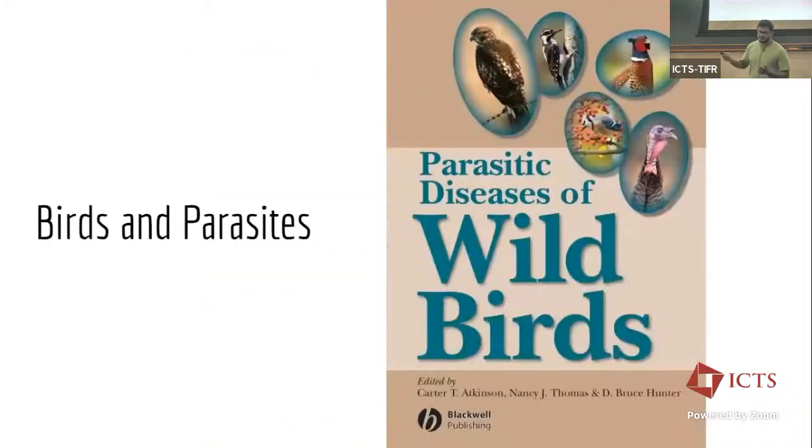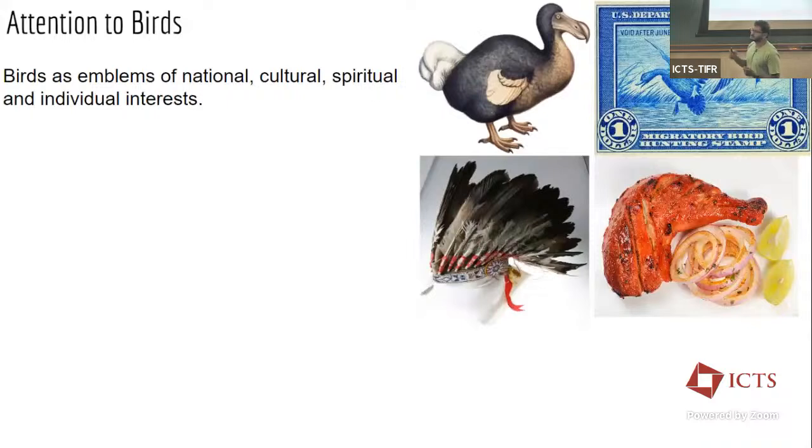So birds and parasites are the first part. Why birds? Why are we so attending to birds? I mean, they are national emblems like the dodo. There is a cultural, national, spiritual, and individual interest for all those. For example, these are called duck stamps. In the US, these duck stamps are a compulsory purchase for anyone going duck hunting. If they want to go to any protected area for duck hunting, even if they have a duck hunting permit, they have to buy this $1 duck stamp in order to enter the PA. And that has produced millions of dollars, which are used for wildlife conservation.